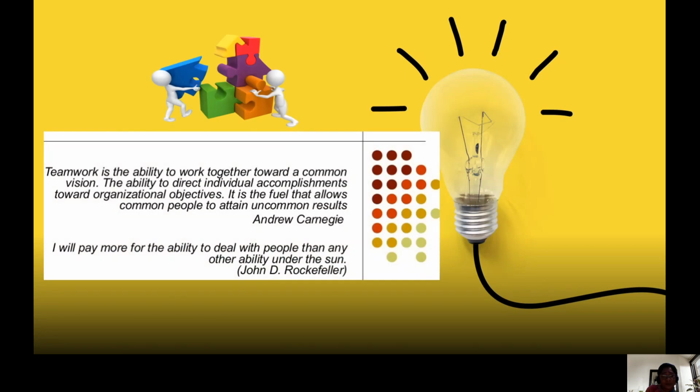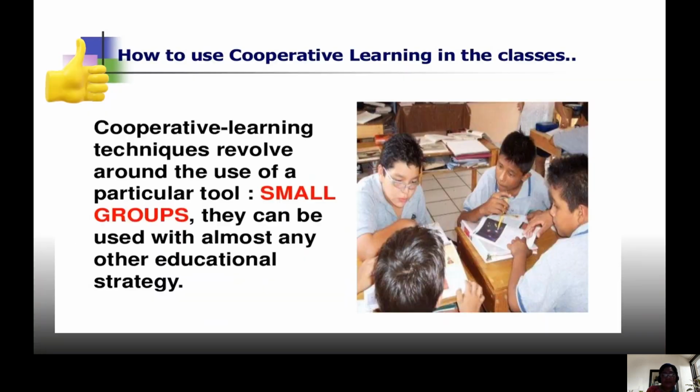Teamwork is the ability to work together toward a common vision, the ability to direct individual accomplishments toward organizational objectives. It is the fuel that allows common people to attain uncommon results, by Andrew Carnegie. I will pay more for the ability to deal with people than any other ability under the sun, by John Rockefeller. So, other thoughts to ponder.